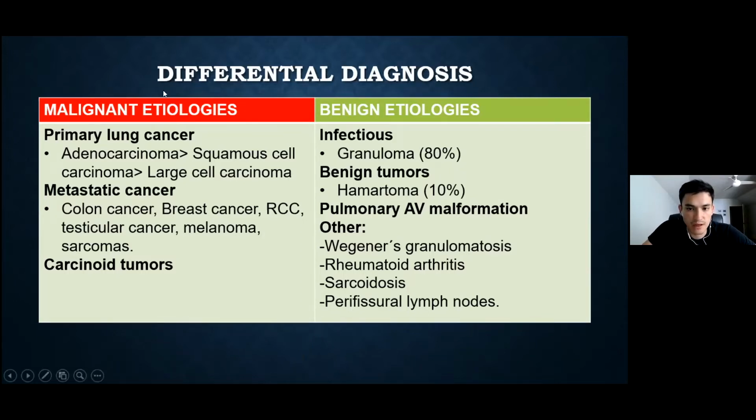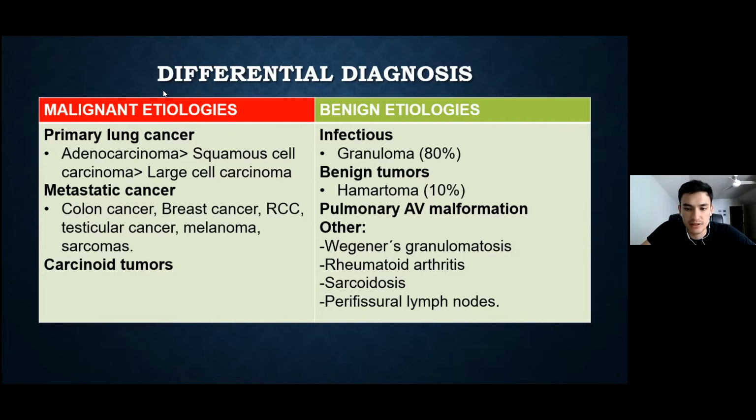Infectious etiologies include granuloma. 80% of the benign etiologies are granulomas. This can be due to Mycobacterium tuberculosis, but also to endemic fungi like histoplasmosis and coccidioidomycosis. 10% of benign etiologies are hamartomas.